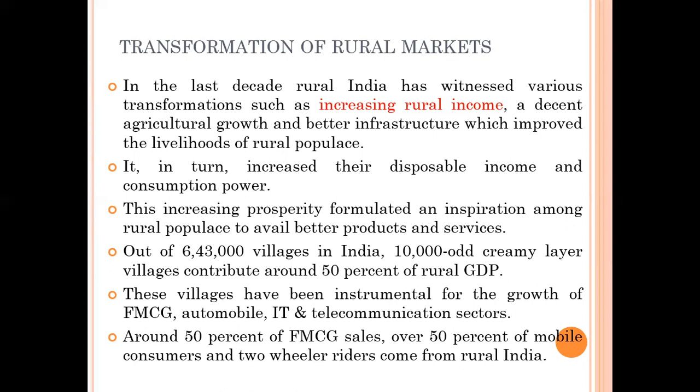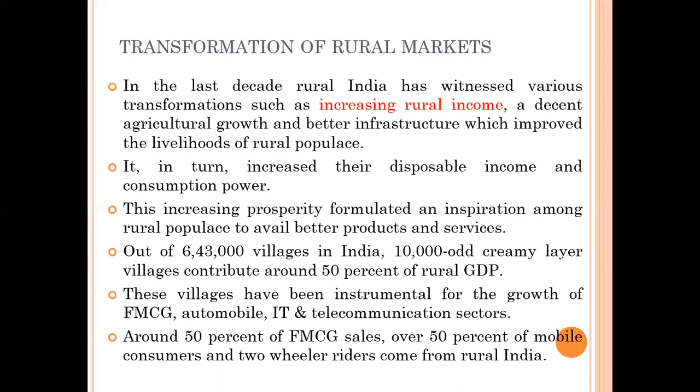Out of 6 lakh 43 thousand villages in India, 10,000 creamy layer villages contribute around 50% of the rural GDP. And villages have been instrumental for the growth of the FMCG, automobile, IT and telecommunication sectors. You can see that even in small villages people have televisions and refrigerators in their houses, they are enjoying the latest mobile handsets, and they have automobiles, bikes. You can see the number of bikes in villages increasing drastically. All this is a result of the change in disposable income of rural people.